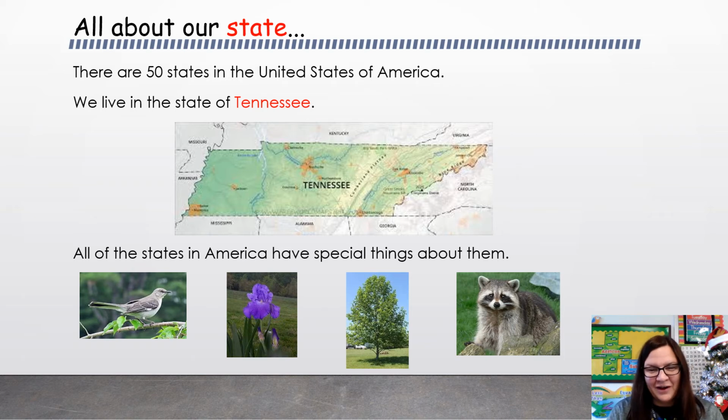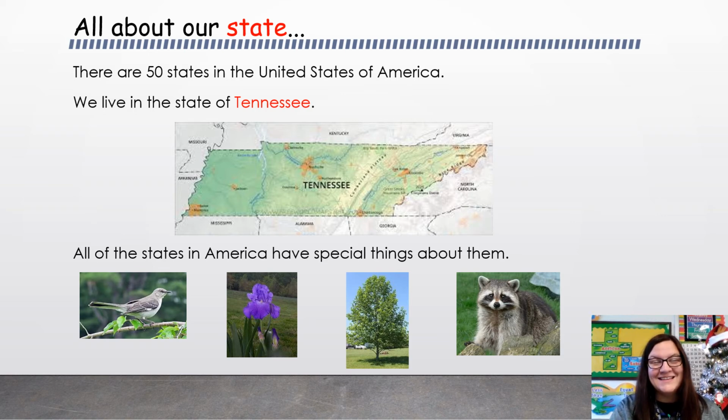Our state flower is called the iris. It's a purple flower. Our state tree is called the tulip poplar, and the tulip poplar kind of blooms flowers on the tree, which makes it very pretty. And then our state animal, I bet you guys have seen one of these. It's a raccoon. So all of the states have different things about them that represent their state.